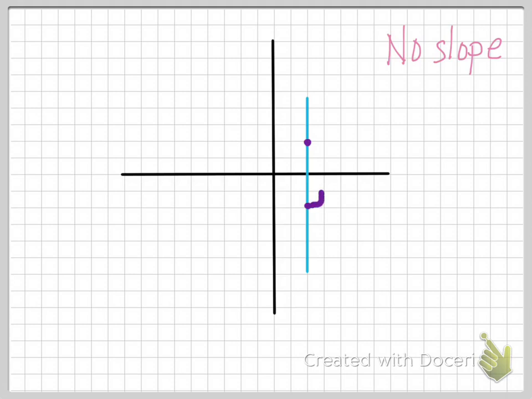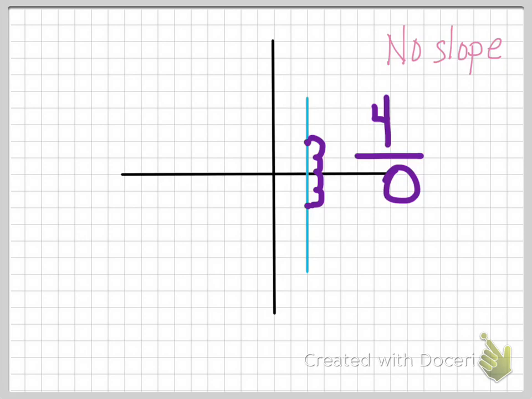So if I count up, 1, 2, 3, 4, I went up 4. How far do I have to go over? Well, I went over none. I moved left or right none, so that's 0. So my vertical change was 4 from those 2 points, and my horizontal change was 0.